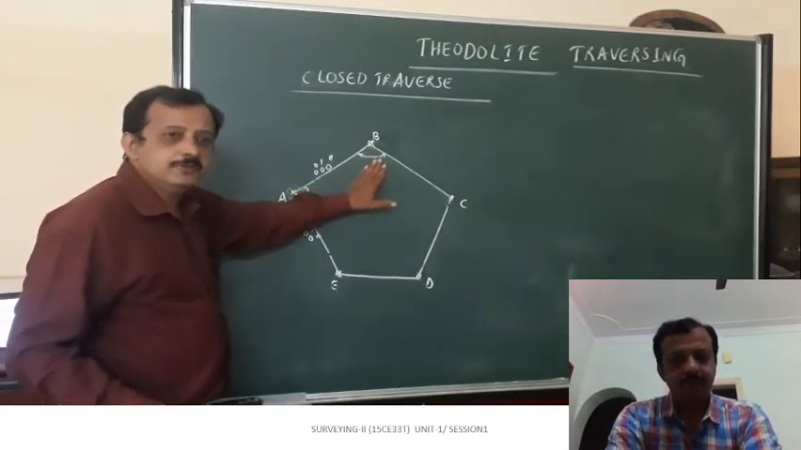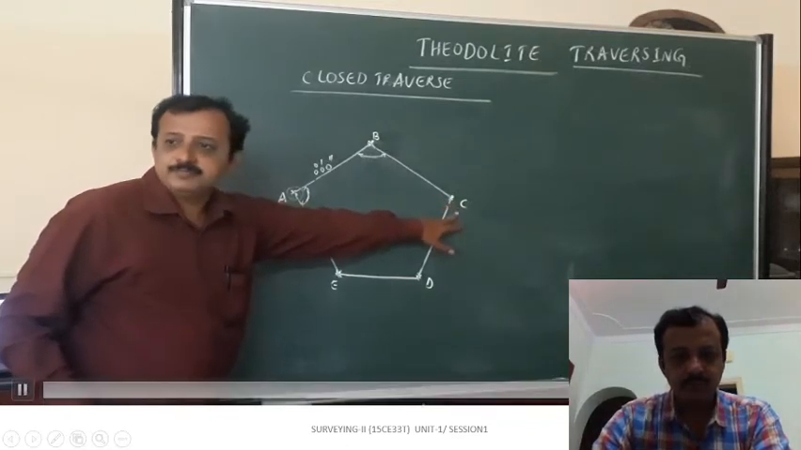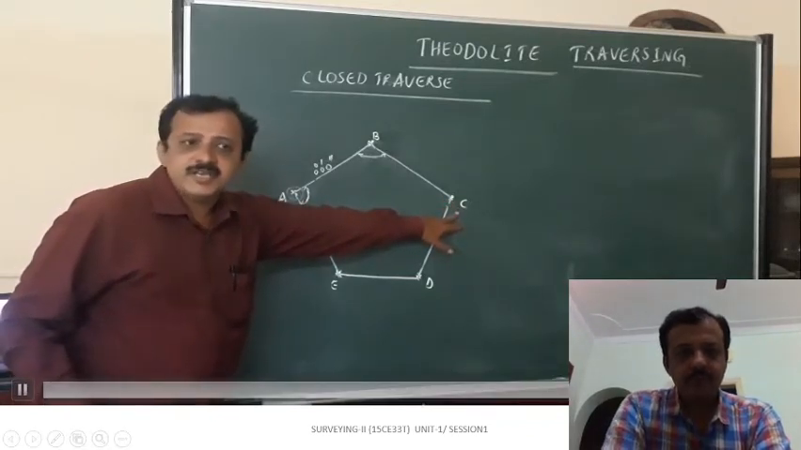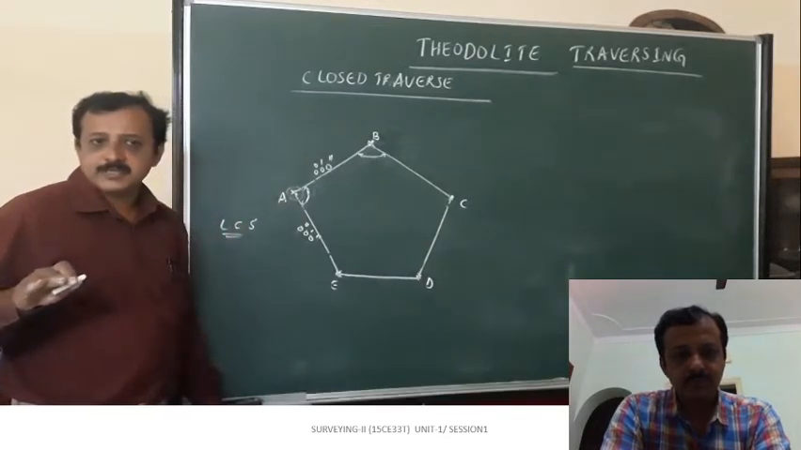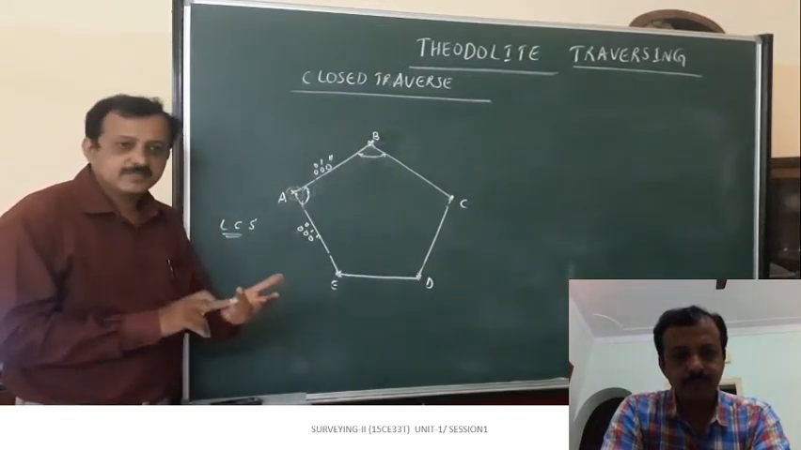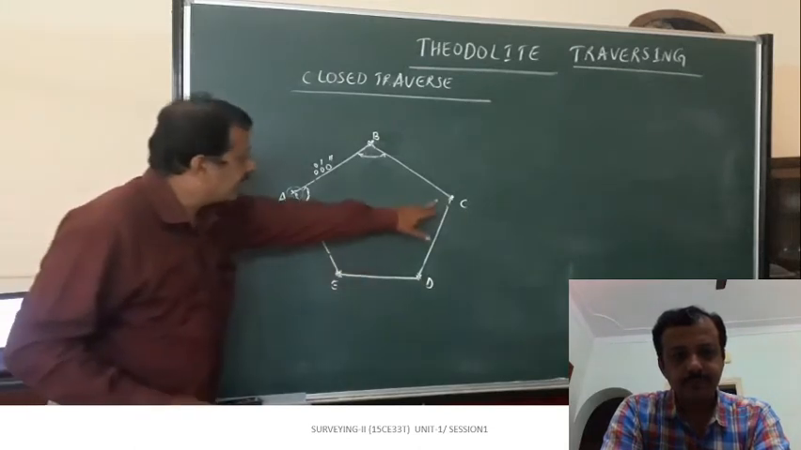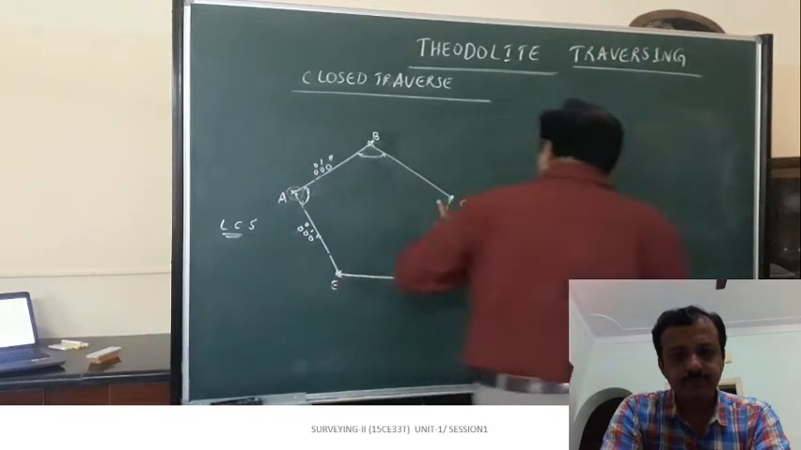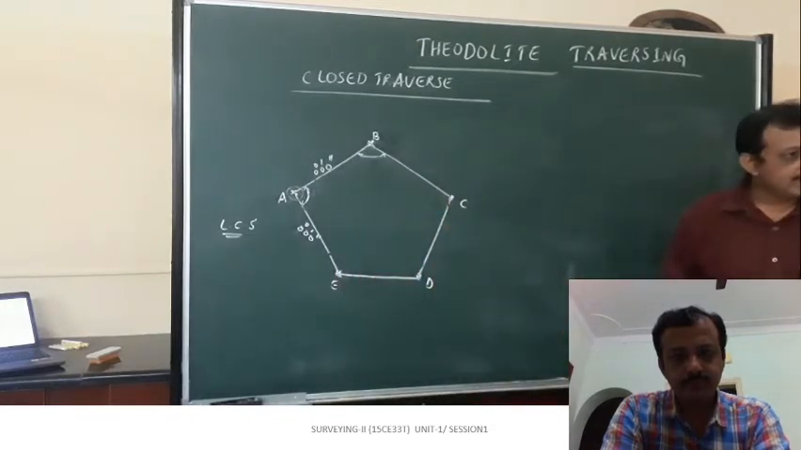Next what you have to do? Set the instrument over station C. At station C, do all temporary adjustments. Which are the temporary adjustments? Same. Centering, leveling and focusing. Do all temporary adjustments at C. Now loosen the upper clamp screw. Set the angle 0 degrees, 0 minutes, 0 seconds.